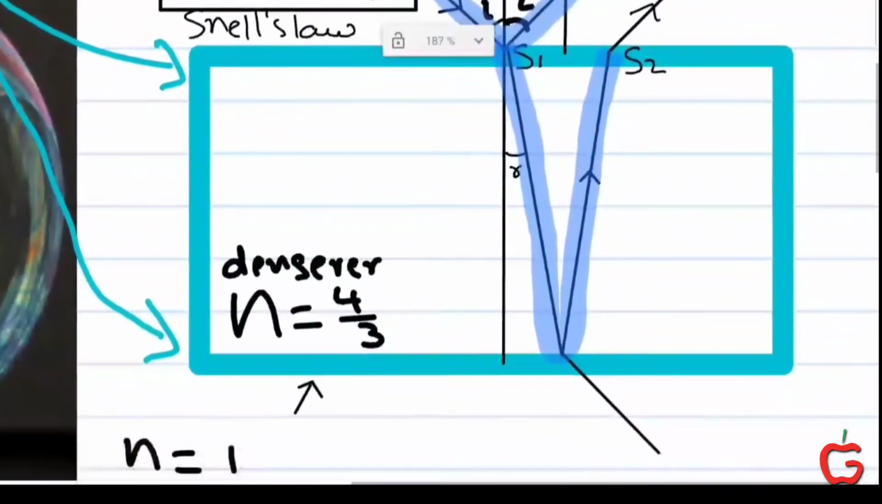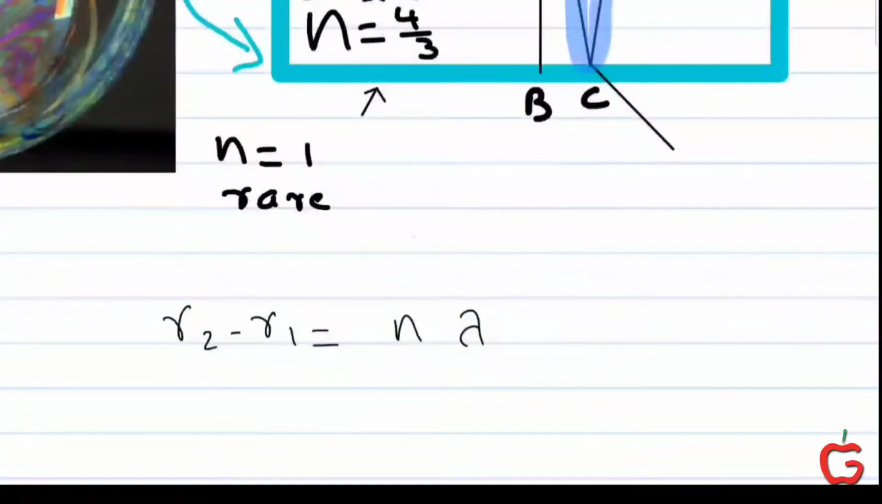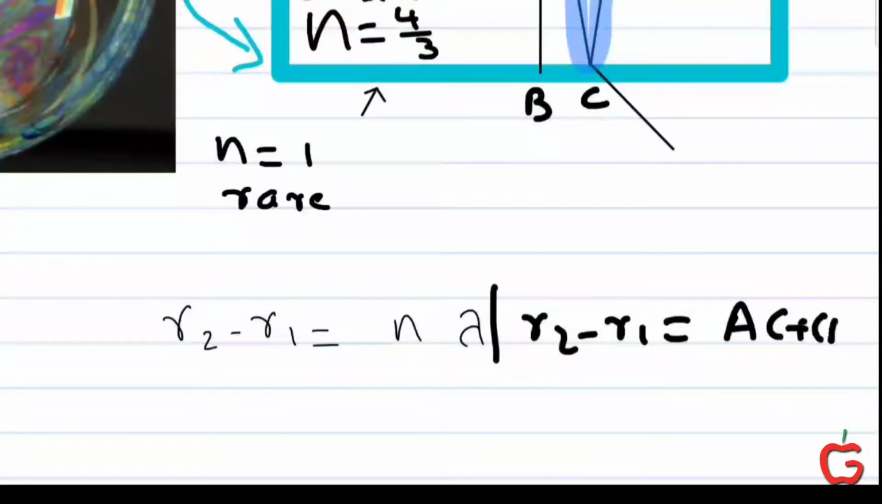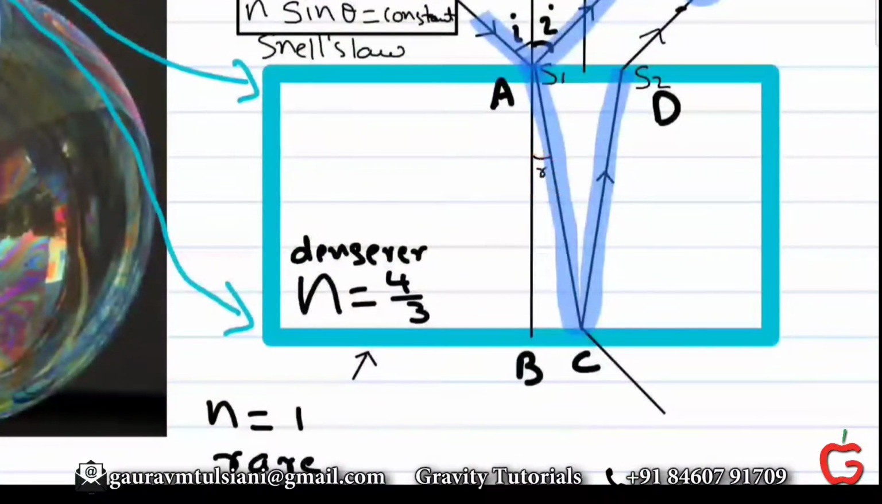So in this triangle, we want to find out, so let's name the points A, B, C and D. So we want to find out AC plus CD, and we can see from the geometry that AC and CD are the same thing. So the path difference, R2 minus R1, is AC plus CD, that is twice AC. We have a relation of cosine of the angle of refraction here. So cosine of r is AB, meaning the thickness of the slab.